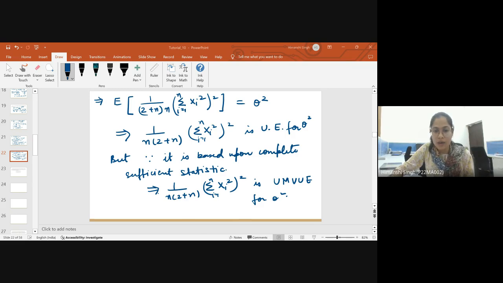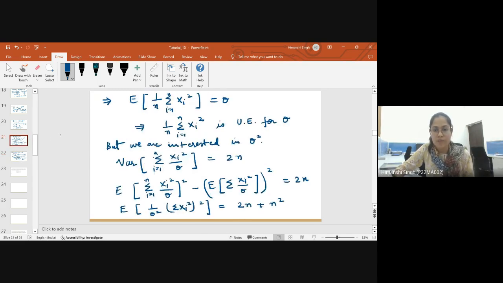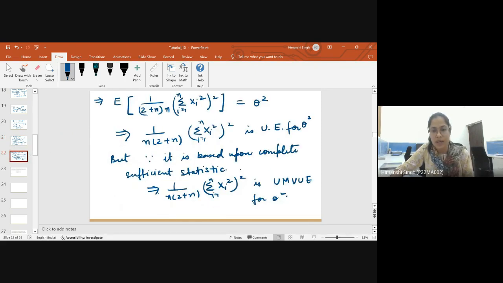Again, for theta, the unbiased estimator was this one. For theta, this is an unbiased estimator and it is based upon the complete sufficient statistic, so it will be UMVUE also. So for theta it will be the UMVUE, and for theta square, this estimator will be the uniformly minimum variance unbiased estimator. Are these things clear to you? We are using majorly the results, and we are doing the things here and there using the chi-square distribution and all those things. So is this clear?